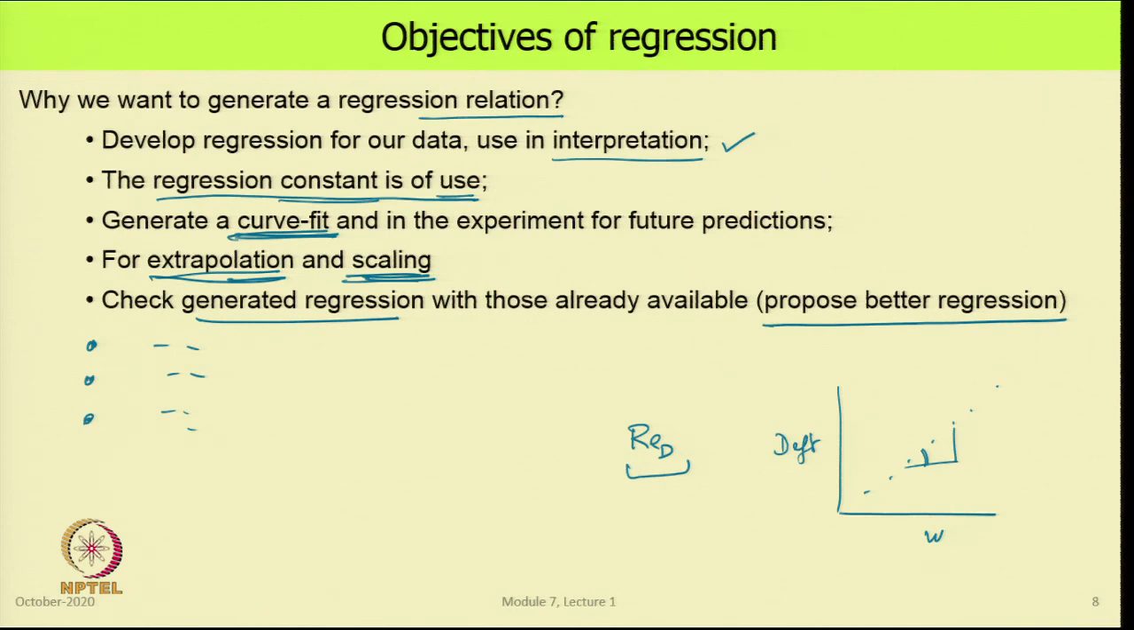In this course, we will look at these two as our primary objectives, and we will also see why curve fit comes in. We will not go too much into the detail of scaling, for which you would like to do non-dimensional analysis or use similitude theory, that we will not do in this course. The last one requires comparing one regression with another regression. It requires more advanced techniques that we will not go into at this point.